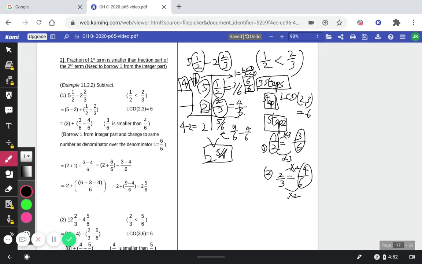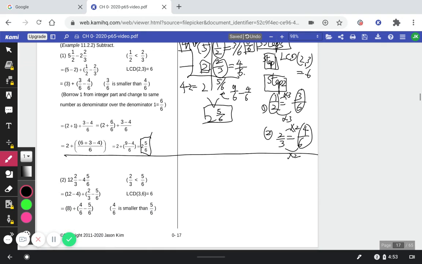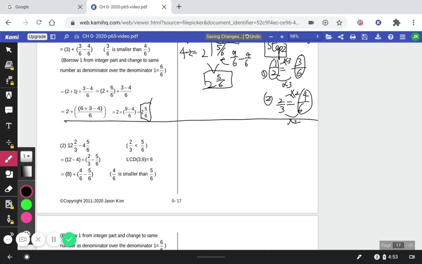So you get 2 and 5/6. So that's how you do a mixed number subtraction when you borrow something from the integer. Now let's look at another question. You want to have 12 and 2/3 minus 4 and 5/6.